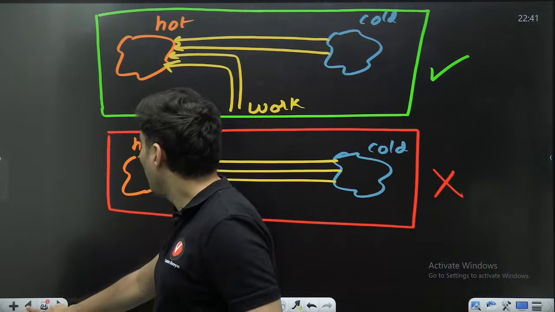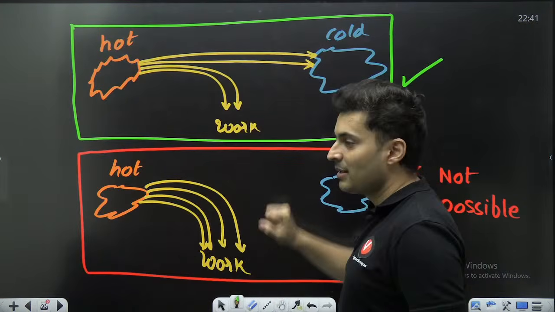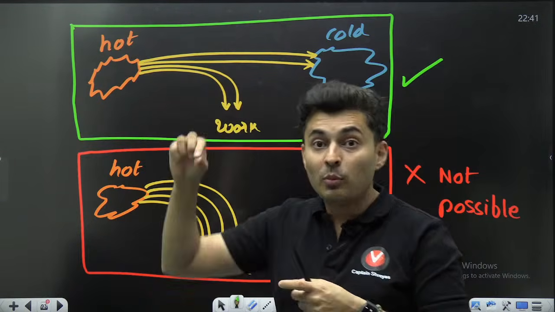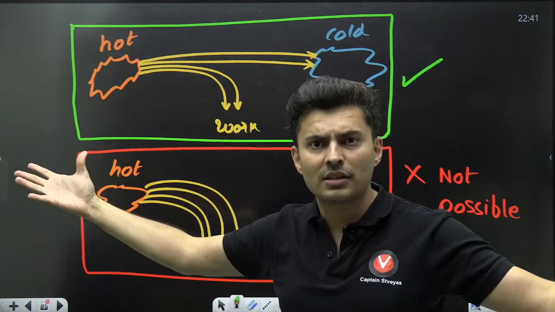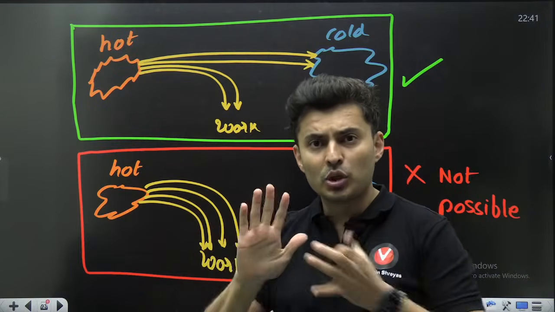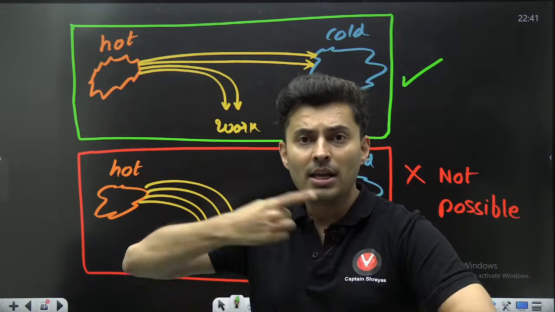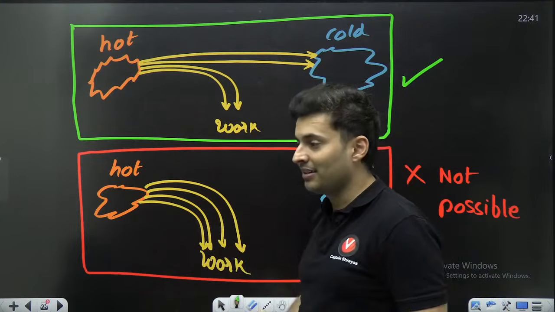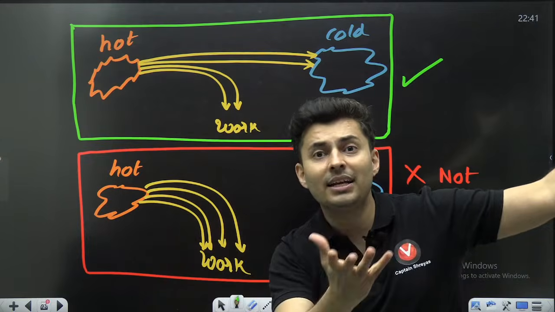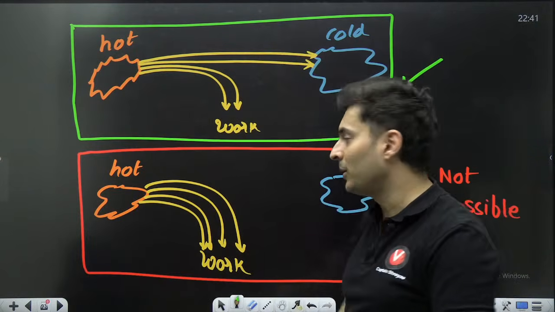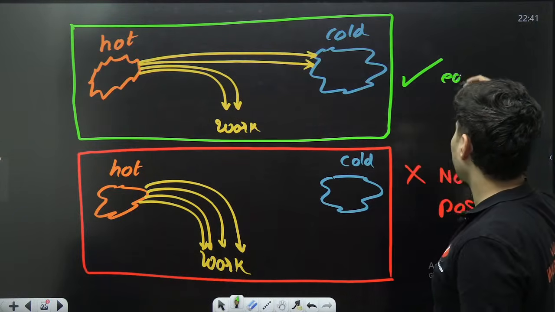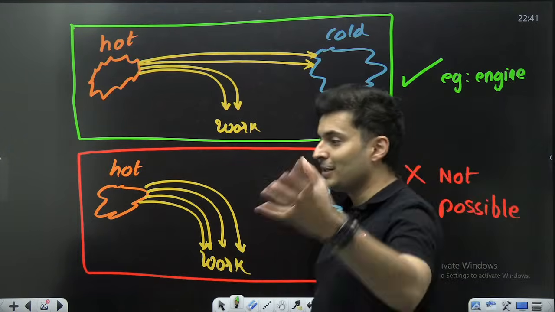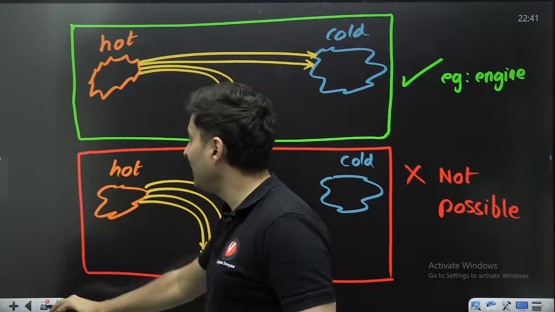If you ask me, what is the example of this where this is possible? The example of this is an engine. When you put petrol, what happens? It burns. Heat. That heat pushes the piston. Your engine rotates, right? And the wheel also rotates. Work is done. And the remaining heat as exhaust goes into the surrounding. So the example of this is nothing but an engine, petrol engine, diesel engine, right?